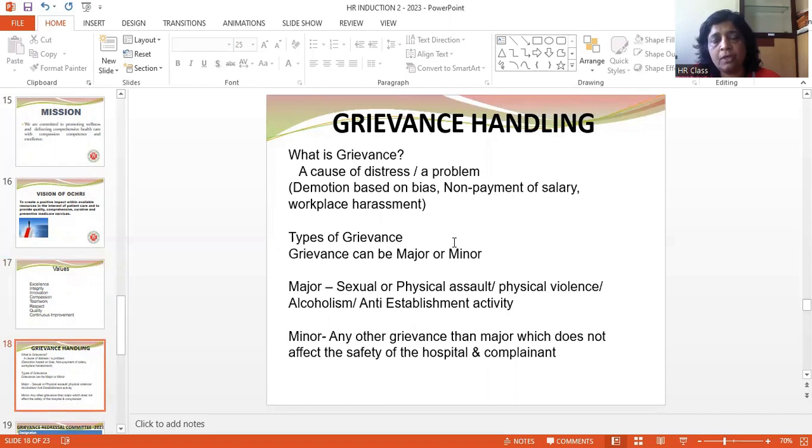What is grievance handling? Or rather, what is grievance? It is a problem of an employee. It can be for demotion, non-payment of salary or some workplace harassment. For this, the employee can raise a grievance, and grievances are of two types. Grievance can be major or it can be minor. Minor can be sorted out. But for major, it will be decided by the grievance committee, and the decision will be binding on the employees who are involved in it.